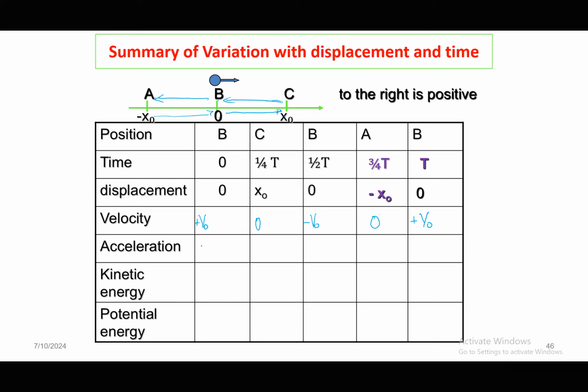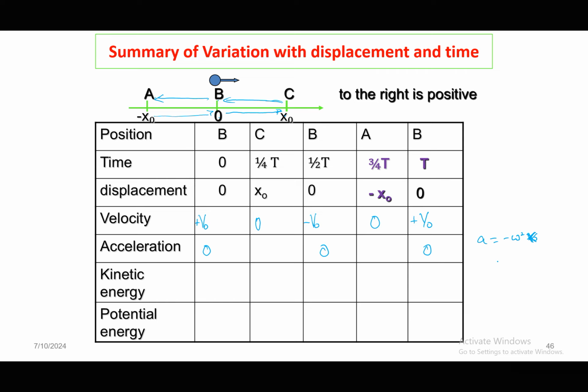Then the acceleration. We have already seen that acceleration equals negative omega squared x. When the displacement is 0, the acceleration is 0. So at B, we expect the acceleration to be 0. Whenever the displacement is 0, the acceleration is expected to be 0. Then whenever the displacement is maximum, like at C and A, the acceleration is going to be maximum.